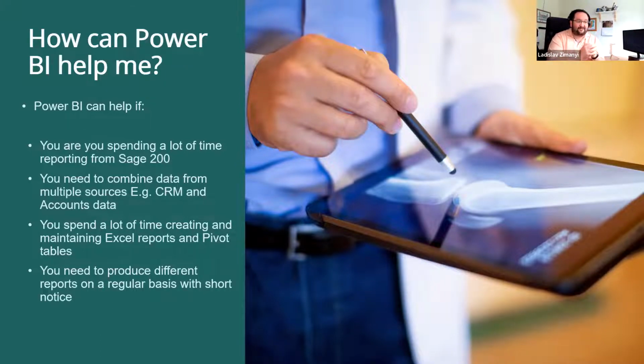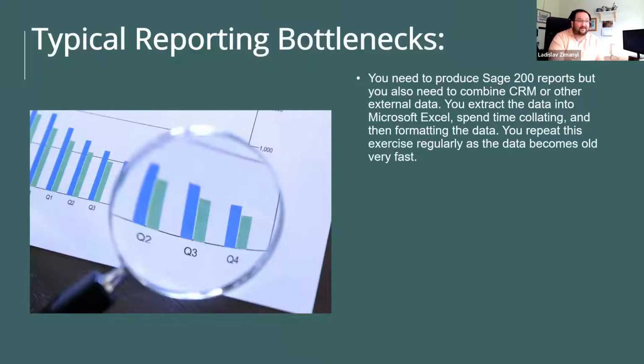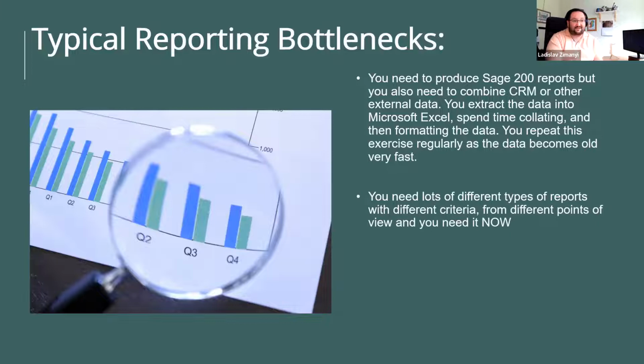Or you need to produce different types of reports on a regular basis and at short notice. Again, this comes down to spending time on generating reports from Sage itself. So typical reporting bottlenecks: of course, you need to produce Sage 200 reports, but you also might need to include some of the data from a CRM or other external data, or the spreadsheet as well.